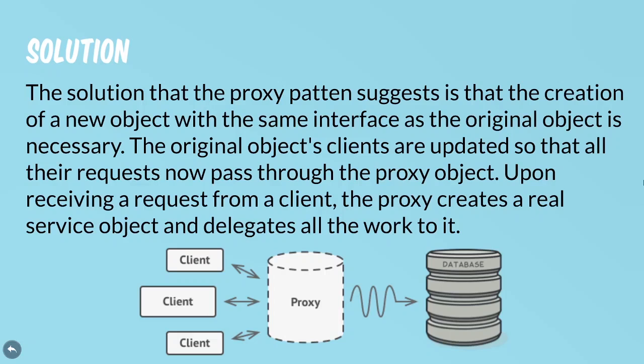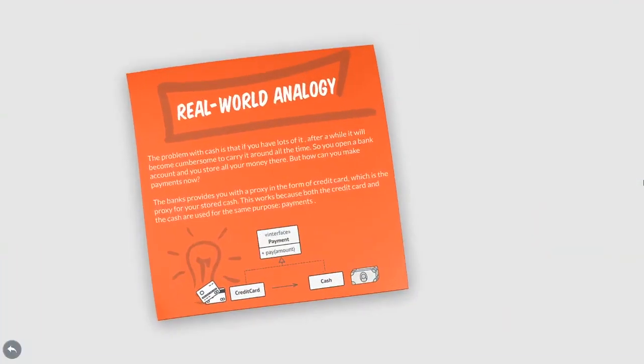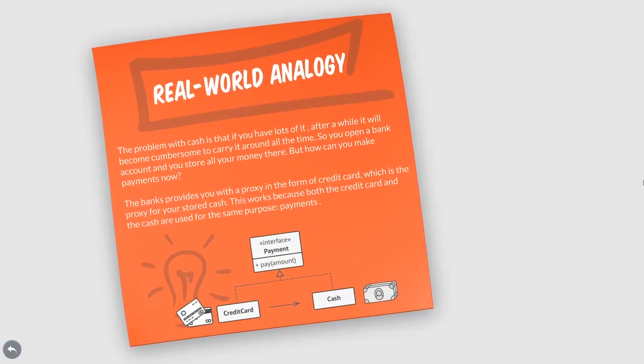Since the proxy implements the same interface as the original class, it can be passed to any client that expects a real service object. And now let's see a real-world analogy. The problem with cash is that if you have lots of it, after a while it will become cumbersome to carry it around all the time.